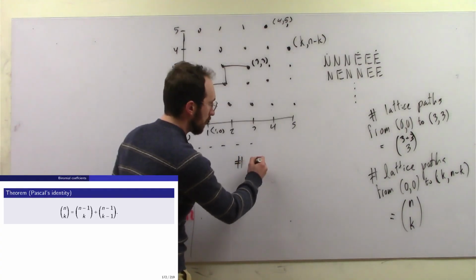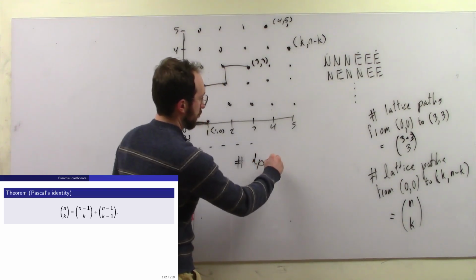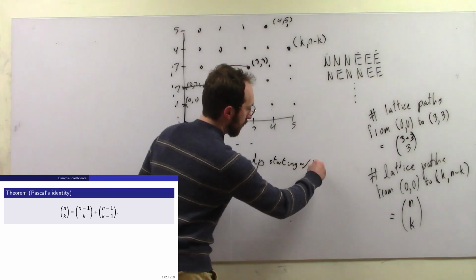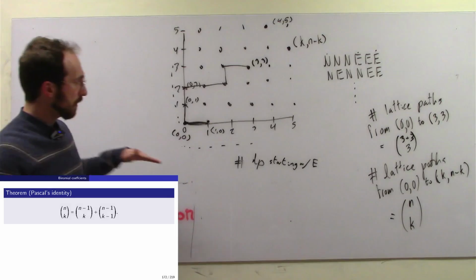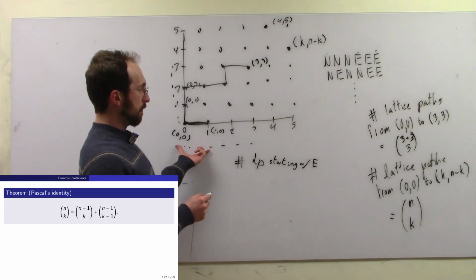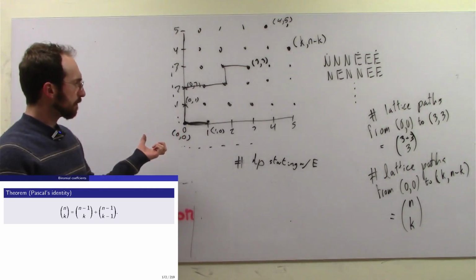The number of lattice paths starting with an east move. Okay, we can sort of do one of two things.